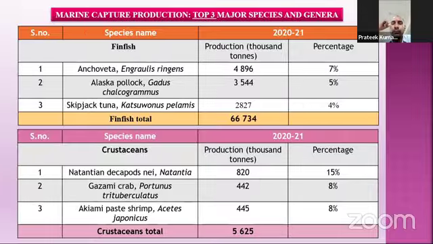So we can see the finfish total production like this in 2020 and 21 on the slide. It is 66,734 thousand tons. So that is a great ratio, which capture production created in major species and genera. When we see the crustacean species, it is also an interesting field, because we have heard about shrimp and crab. These are in demand in higher quantity in foreign countries.